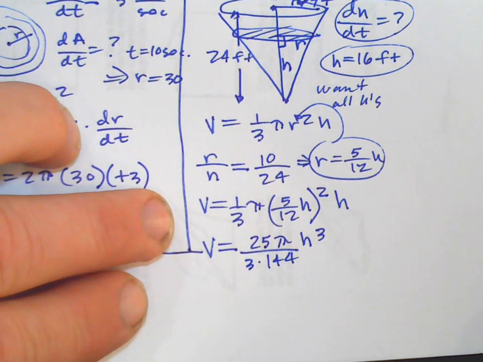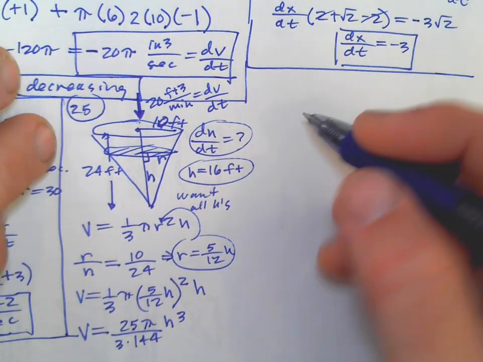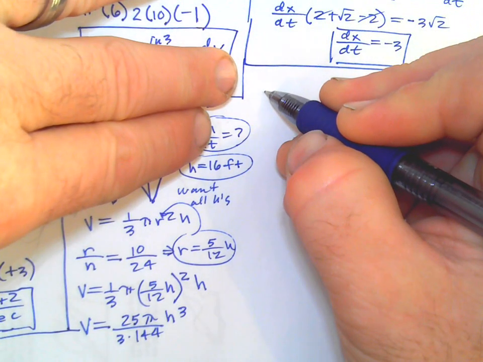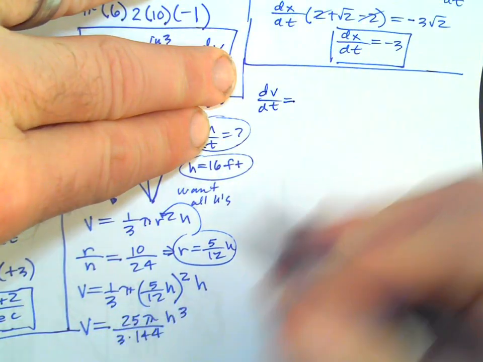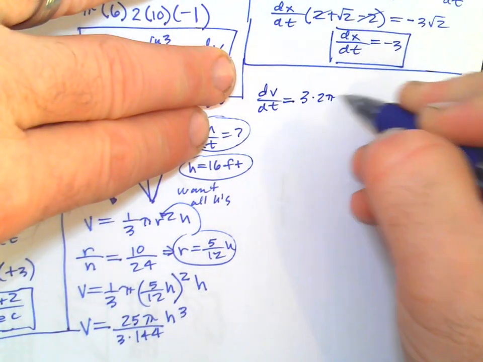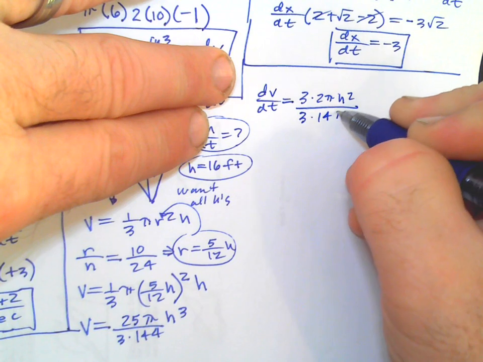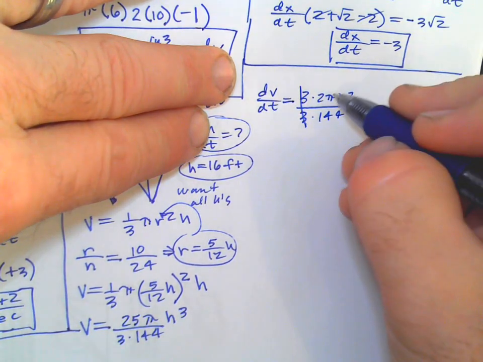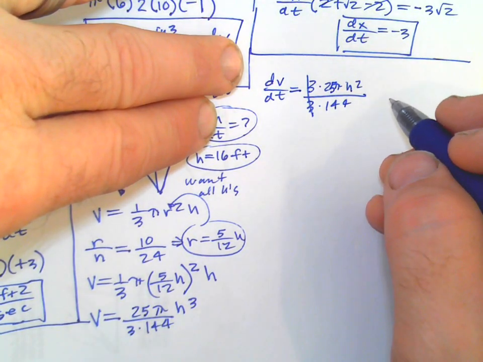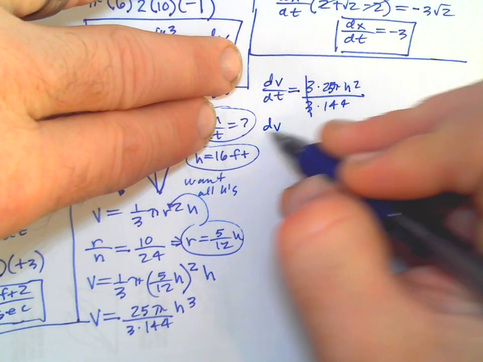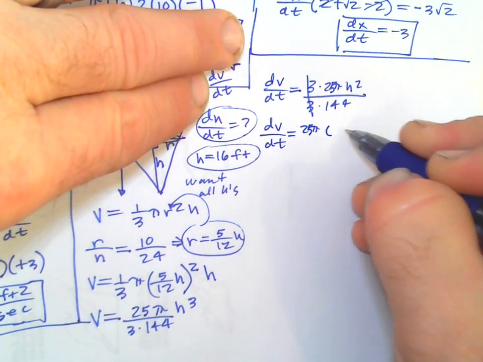So finally, we're ready for calculus. We're going to take the derivative with respect to time implicitly. So dV/dt equals, now the 3 comes out in front because of the power rule, right? And then we already have a 3 in the bottom, and those cancel very nicely. So there we go. And we have the height, so we're going to go ahead and plug that in. 25 pi, and h is 16 squared.